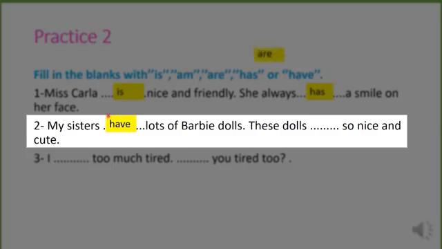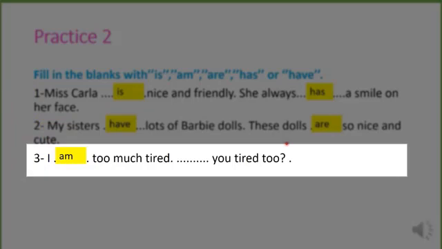These dolls are so nice and cute. These dolls, also we have plural subjects. A plural subject should take are and not is. The last one. I am too much tired. Pronoun I, it takes am.